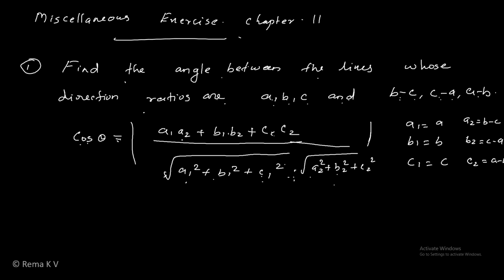First find A1A2 plus B1B2 plus C1C2. Find out this A1A2 plus B1B2 plus C1C2.